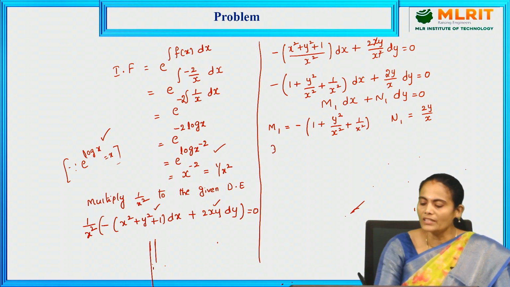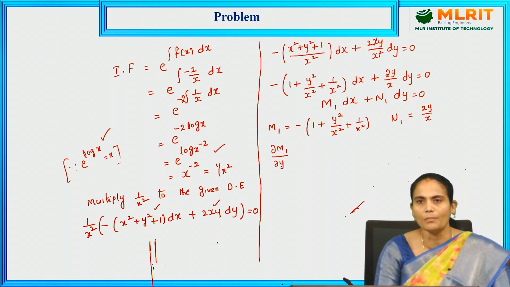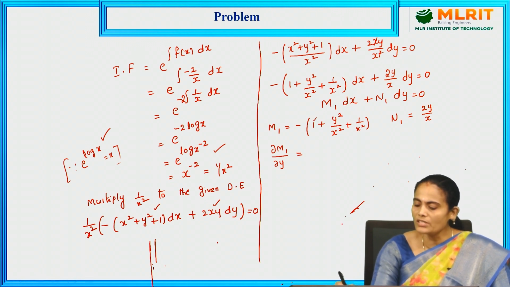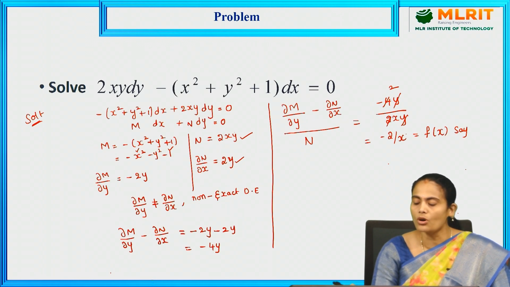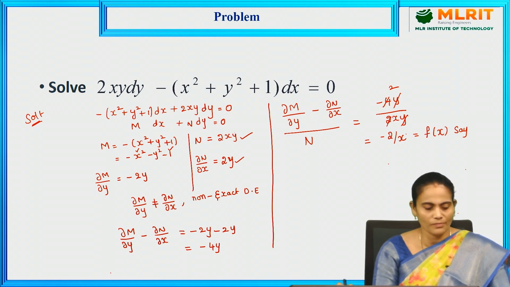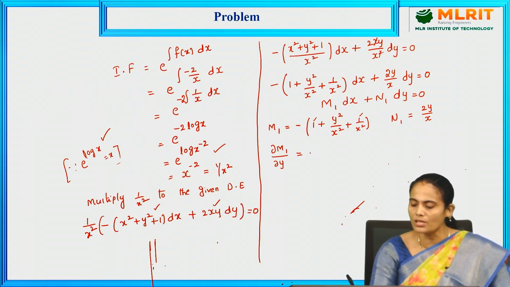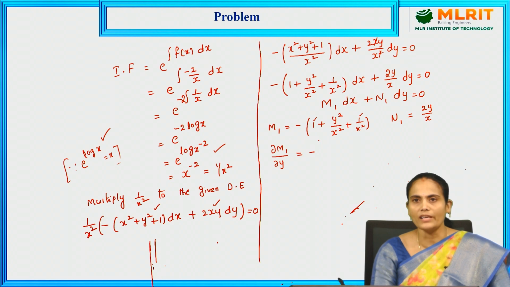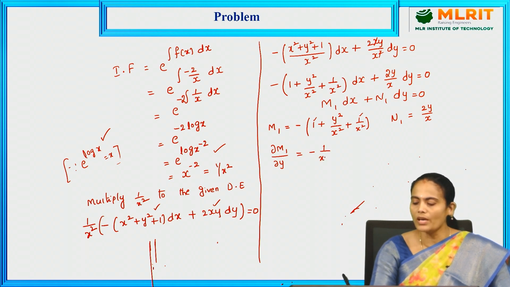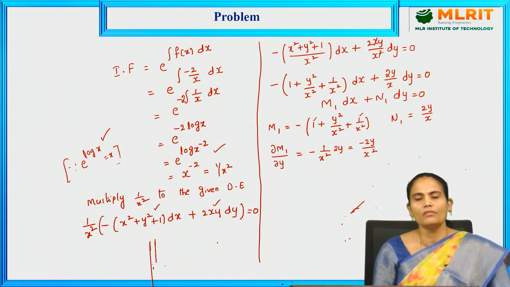And now find the partial derivatives with respect to y on m1. By differentiating m1 partially with respect to y, the first and the third terms are constants, so their derivatives are zero. And minus 1 by x square is a constant, and the derivative of y square is 2y. So this derivative value, minus 2y by x square, is the value of dou m1 by dou y.